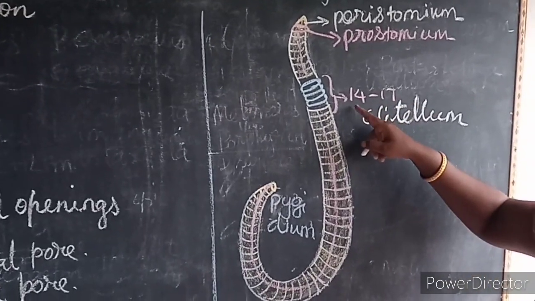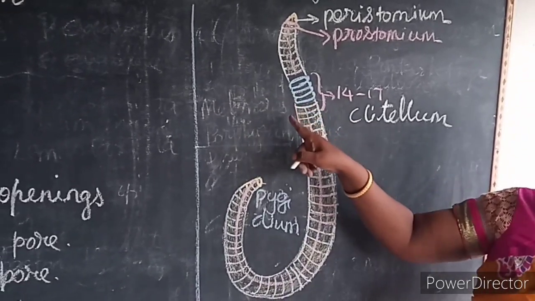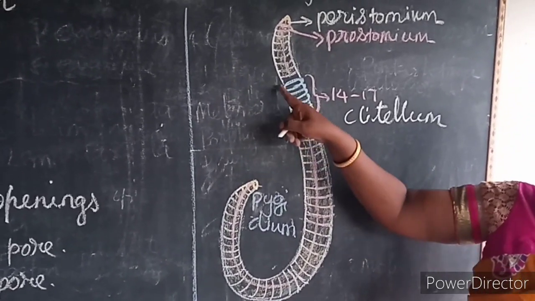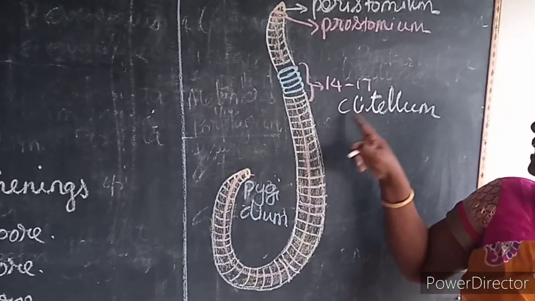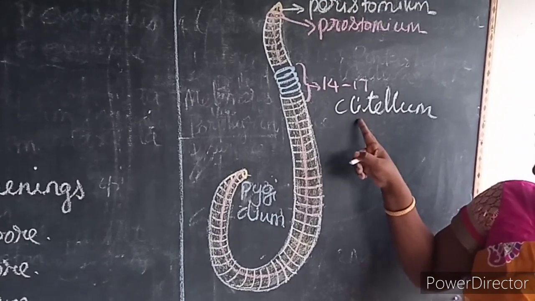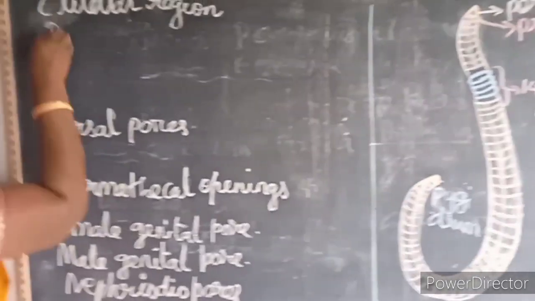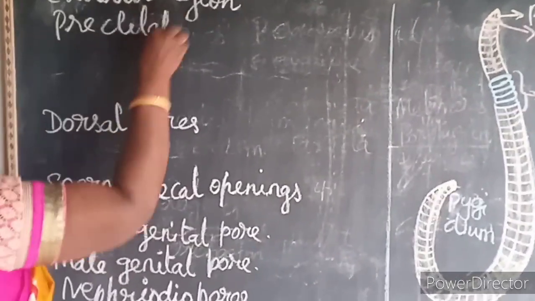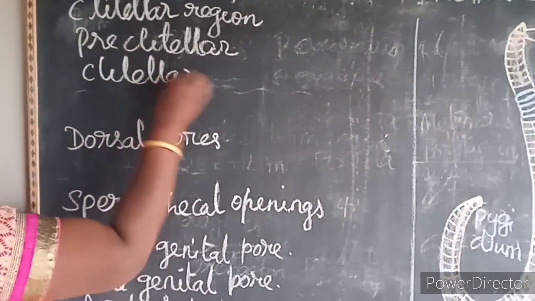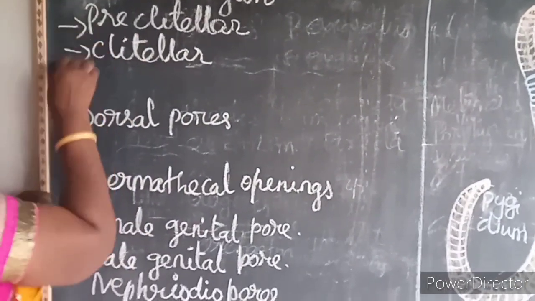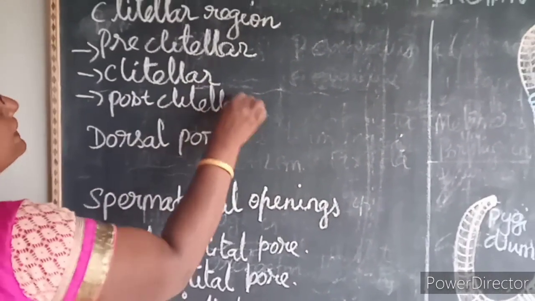So based on this clitellum, what is a clitellum? A swollen, thick glandular thickening is present from 14 to 17 segments. That is known as what? Clitellum. Based on the presence of this clitellum, the body is divided into 3 regions. The first one is the preclitellar region. The second one is the clitellar region. And the third one is the post-clitellar region.